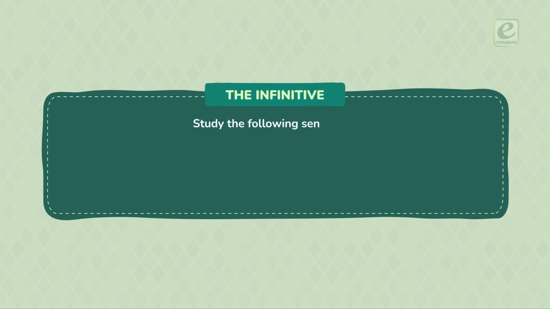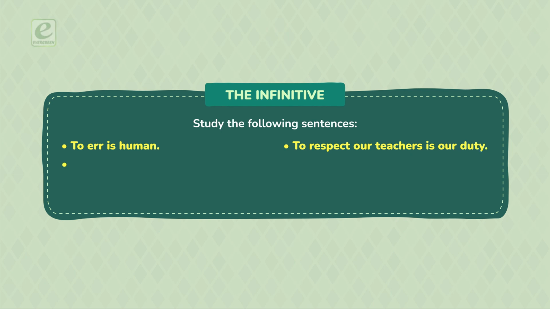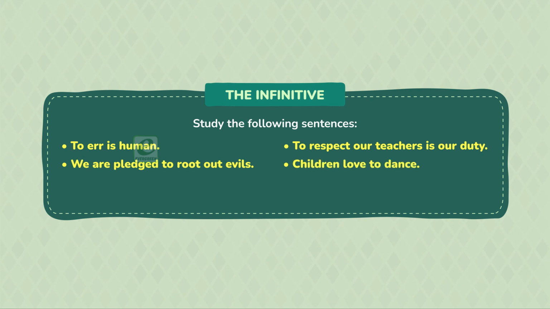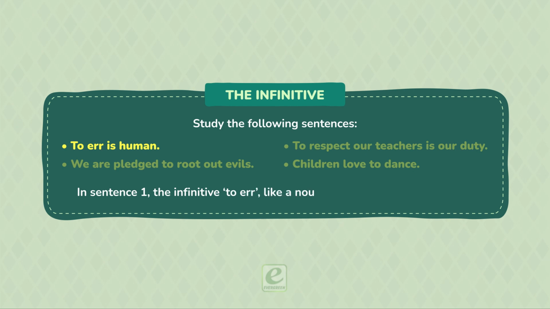Study the following sentences. 1. To err is human. 2. To respect our teachers is our duty. 3. We are pledged to root out evils. 4. Children love to dance. In sentence 1, the infinitive, to err, like a noun, is the subject of the verb is.